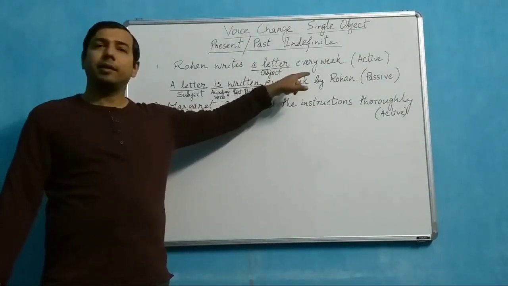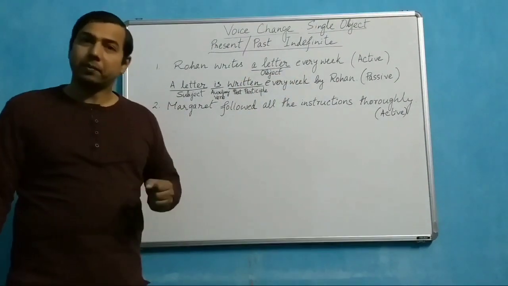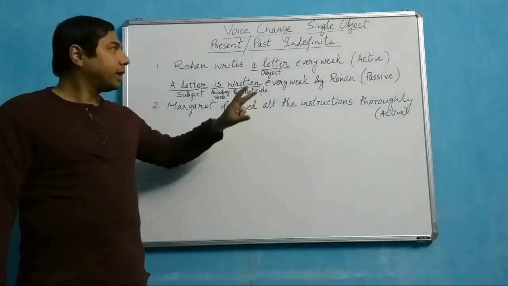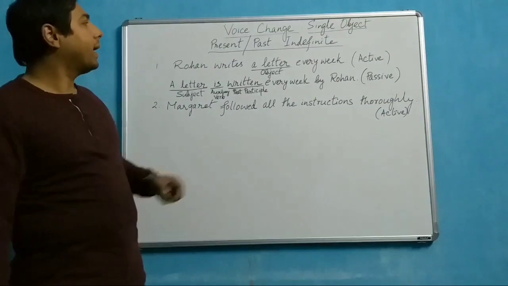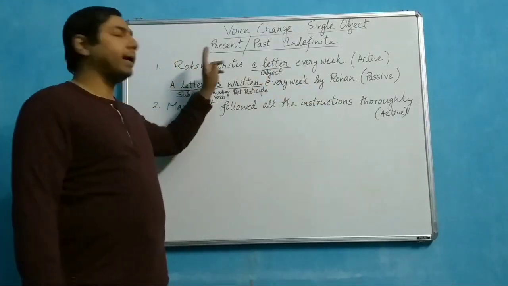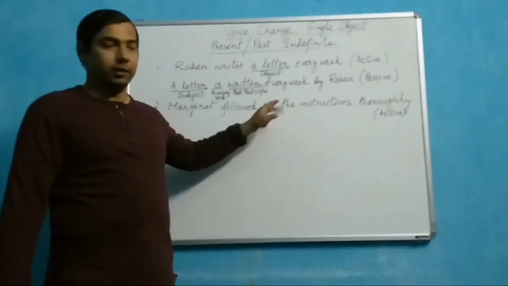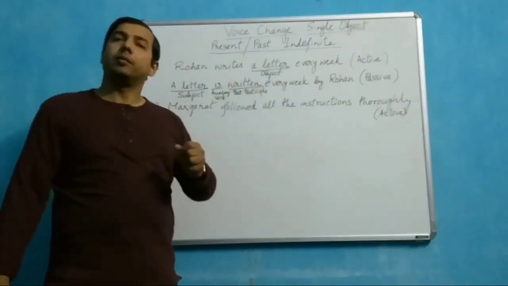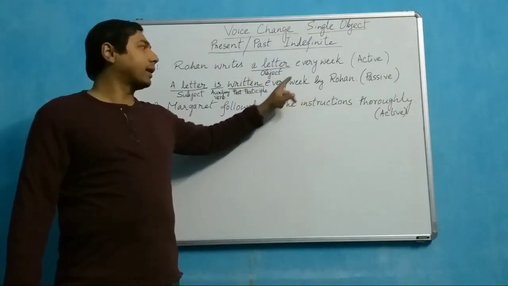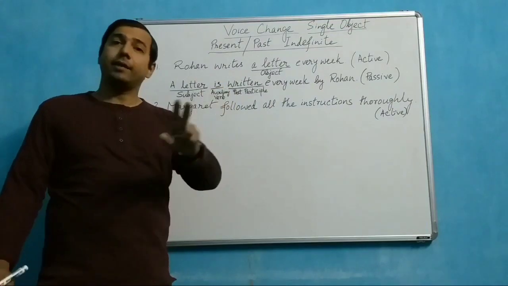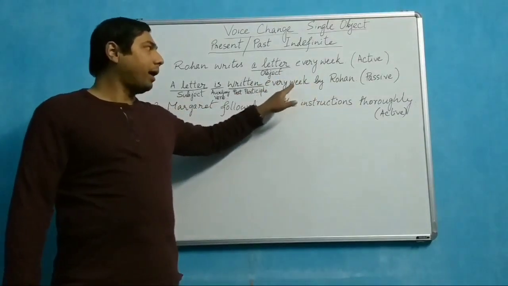Now this bit is not difficult, yet it can be tricky. There are both views here. Number 1, there is a view that by Rohan, that means by and the subject should just sit after the past participle of the verb. That is to say, it should be a letter is written by Rohan every week. And there is another view that they should come after this complement.